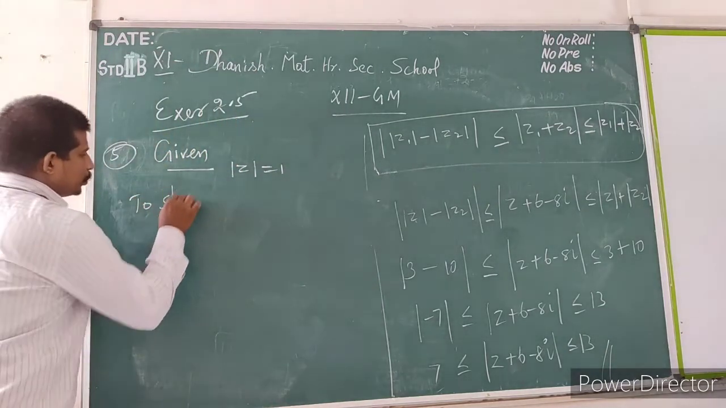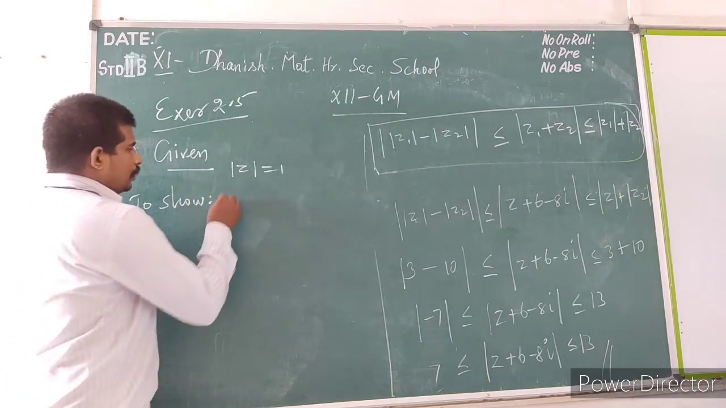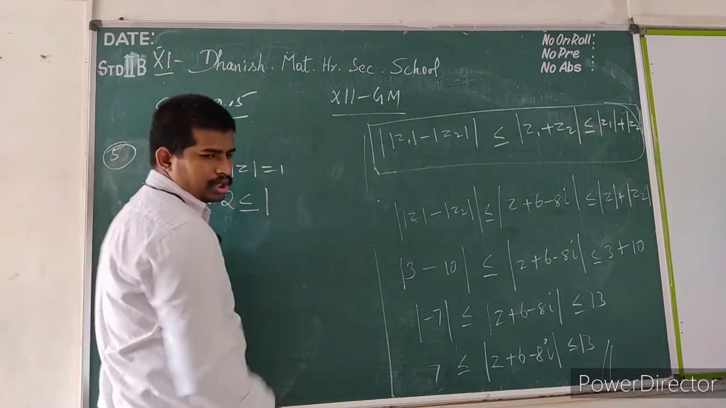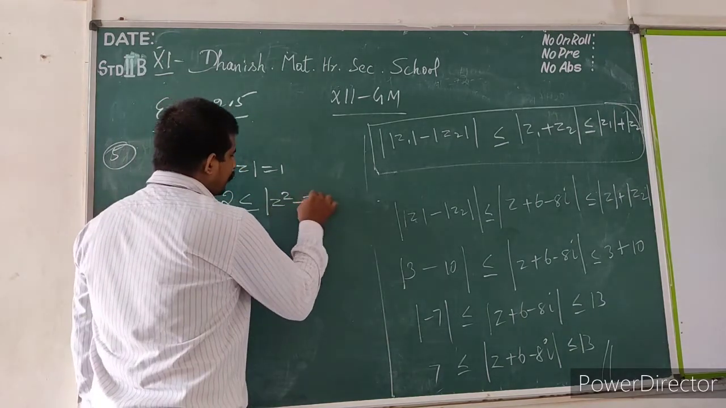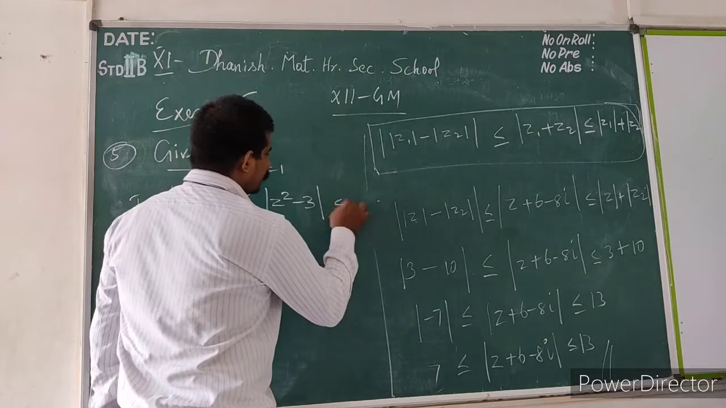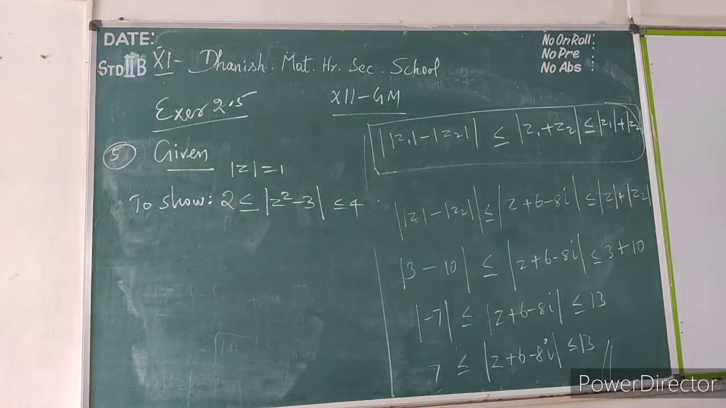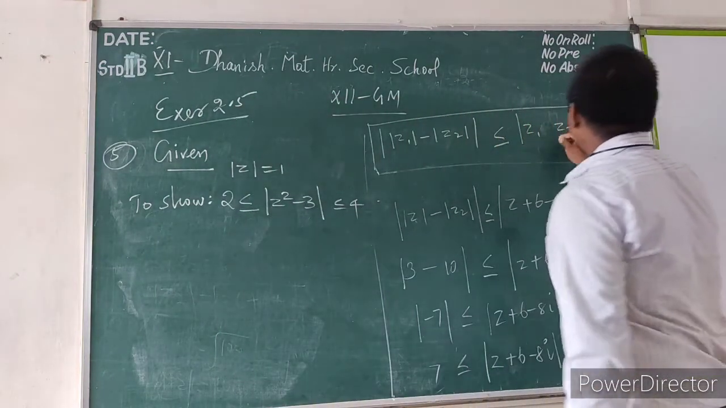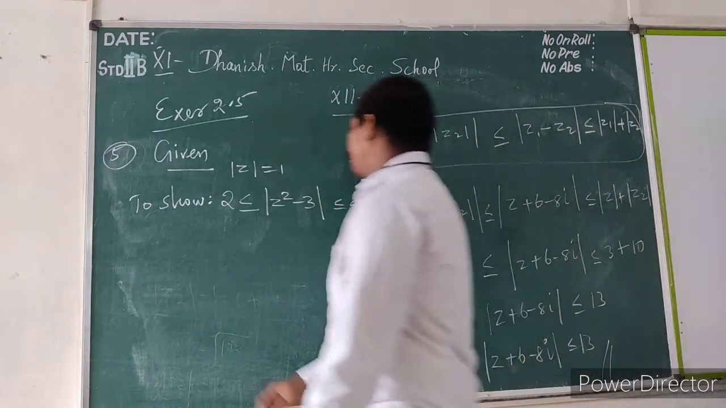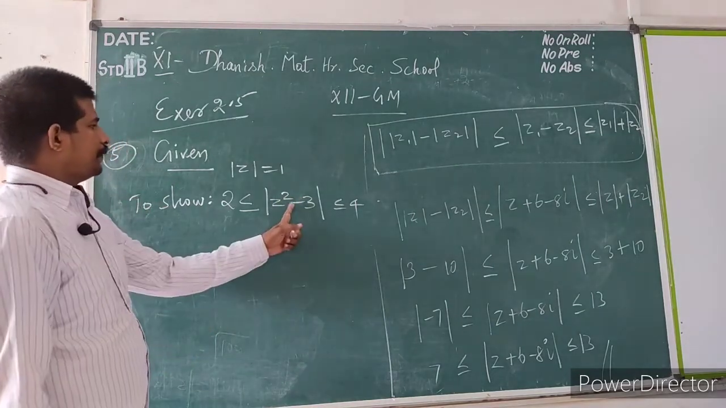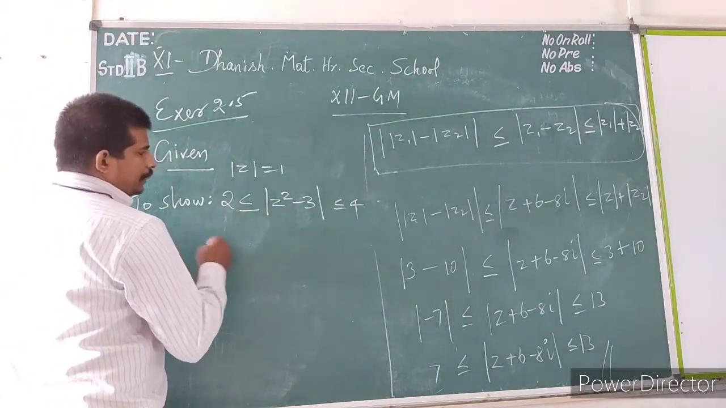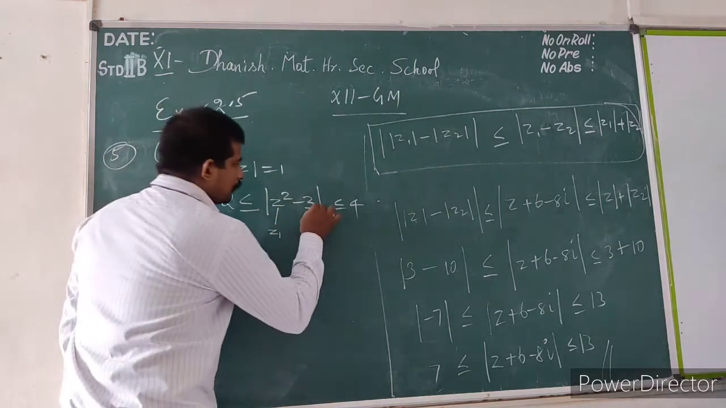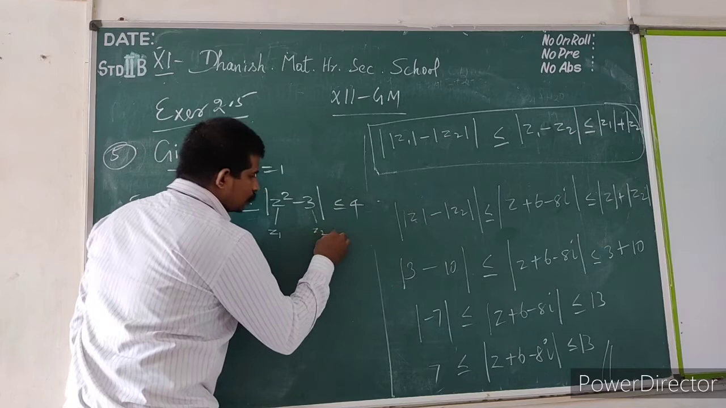Here we are going to show 2 less than or equal to modulus z square minus 3 less than or equal to 4. Here also I am going to use the same property, but there will be a small change. Here I am going to have minus, because here we are having minus now. So here I am going to take this term as z1, this 3 as z2.